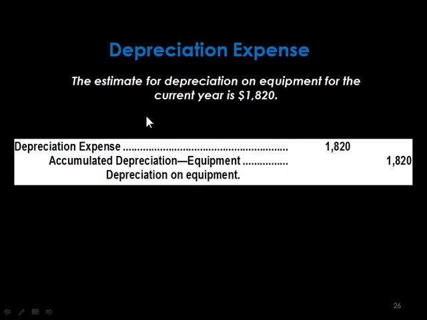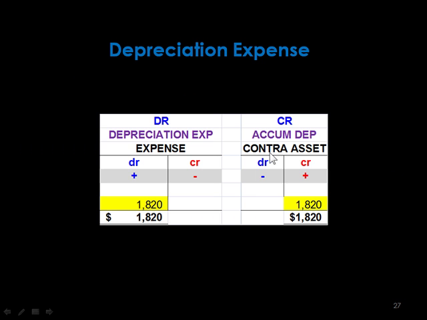And one more, the depreciation expense. The estimate for depreciation on equipment for the current year is $18.20. In the early chapters, they give you this information, and not until you get to the fixed asset chapter down in chapter 10 do you actually have to figure out how to get this. So right now they're telling you that you had $18.20. So you hit depreciation expense for $18.20 as a debit, and you credit, remember that contra account we mentioned earlier? Accumulated depreciation is a contra asset account. And if you look at it on a T account basis, here's your entry here. Debit to expense, credit to accumulated depreciation.